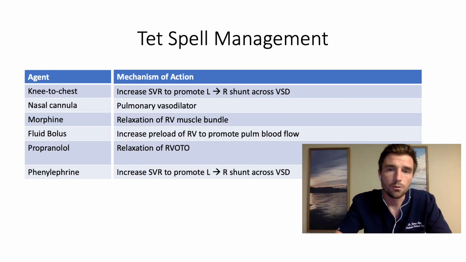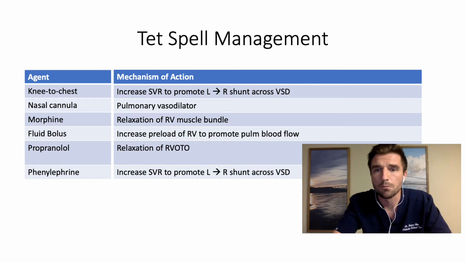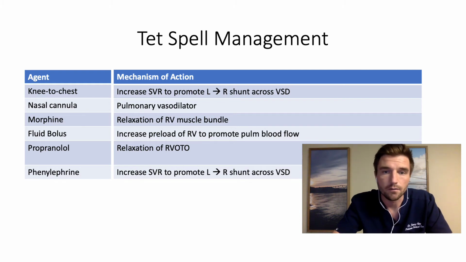So if you can lower the pulmonary arterial pressure, hopefully promote blood flow across that pulmonary valve, that will help hopefully reverse the TET spell and give sustainable pulmonary blood flow. So that's number 2. Number 3, another basic strategy.